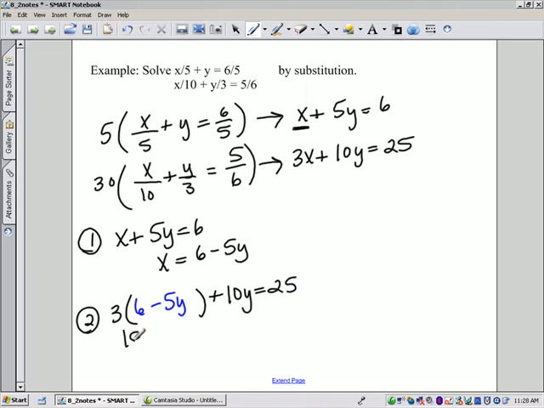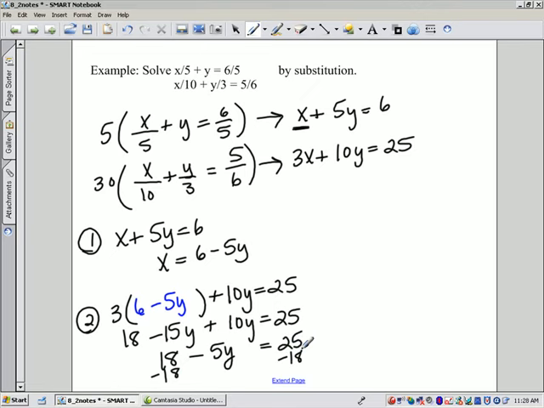So distributing, we get 18 minus 15y plus 10y is equal to 25. So combining like terms, we get 18 minus 5y is equal to 25. Okay, and now what we need to do is subtract 18 from both sides. So we get negative 5y is equal to, what is that, 25 minus 18 is 7. So solving for y, we get negative 7 over 5. So it's okay to have a fractional value.